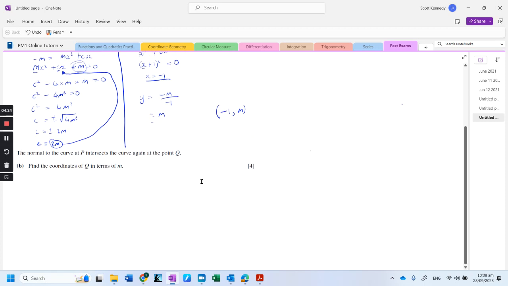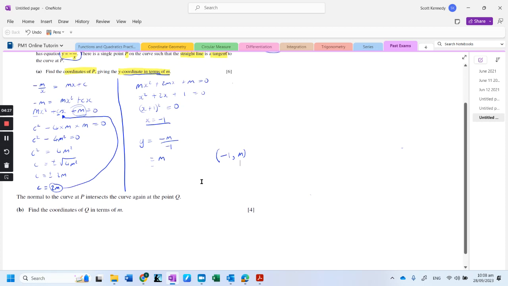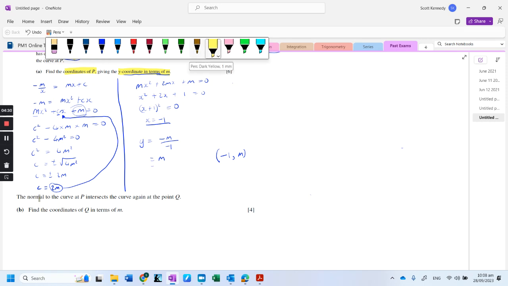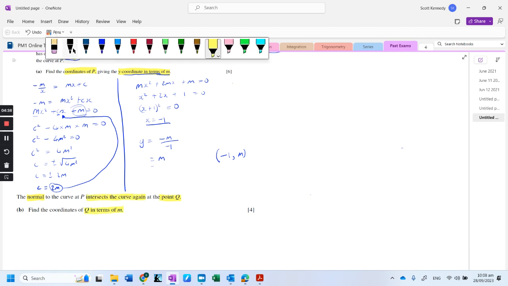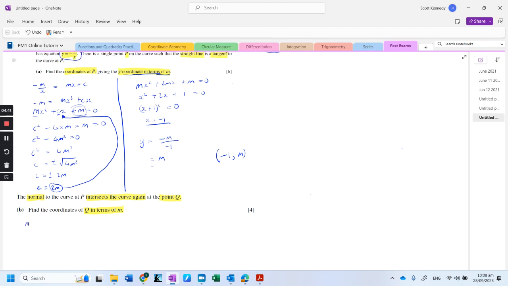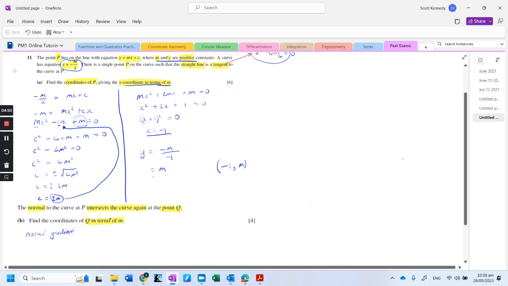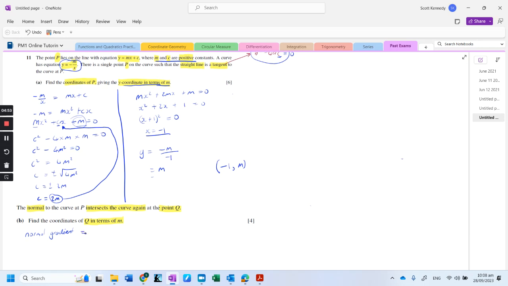Now the next part is the normal to the curve at P. The normal to the curve at P intersects the curve again at point Q. Find the coordinates of Q in terms of m. Okay, well, first of all, the normal gradient is going to be the negative reciprocal of the tangent gradient. Now, if we look at the tangent gradient, it's y equals mx plus c. So the normal gradient should be negative 1 over m.